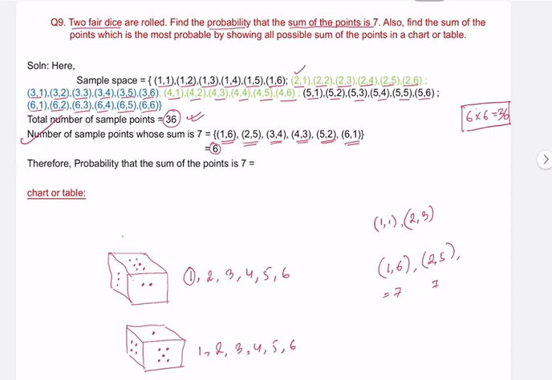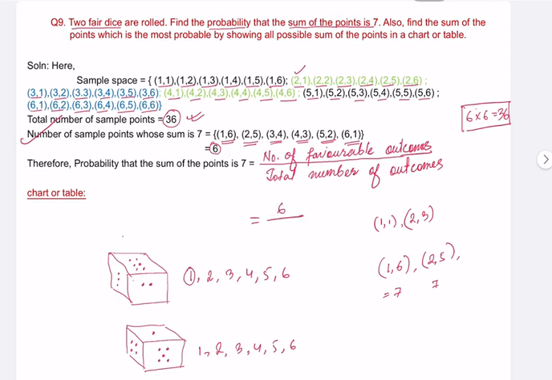Now we will find out the probability that the sum of the points is 7. So let us find out. You know that the formula is given by the number of favorable outcomes for the sum of the points being 7, divided by the total number of outcomes. So what is the number of favorable outcomes for the sum of the points being 7? 6.